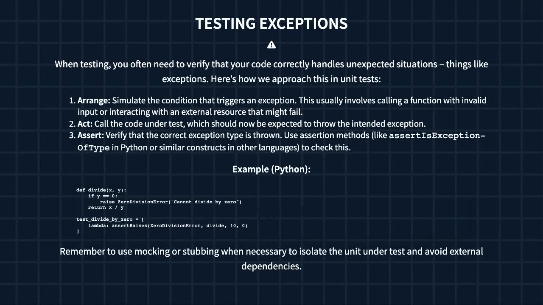Okay, let's talk about testing exceptions. When you write unit tests, it's crucial to make sure your code gracefully handles unexpected scenarios, things like errors or invalid inputs. The key is to arrange a situation where an exception should be thrown, then act by calling the function that might trigger it, and finally, assert that the correct type of exception is actually raised. Essentially, you're forcing your code to fail in a controlled way so you can confirm its error handling works correctly.